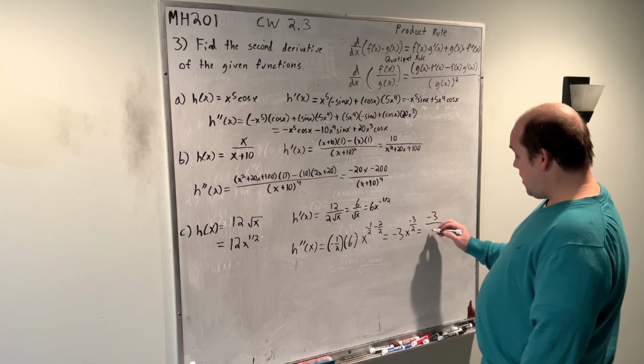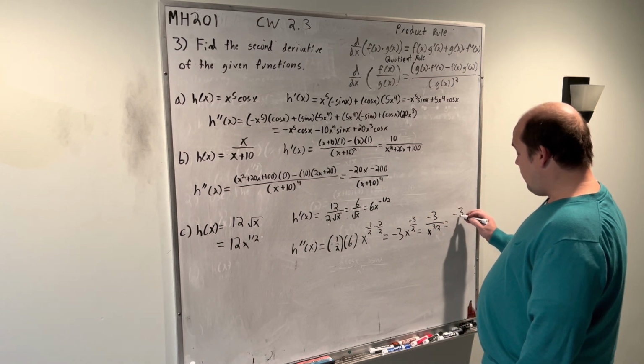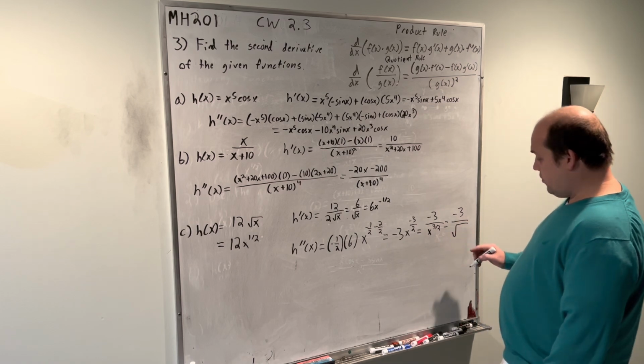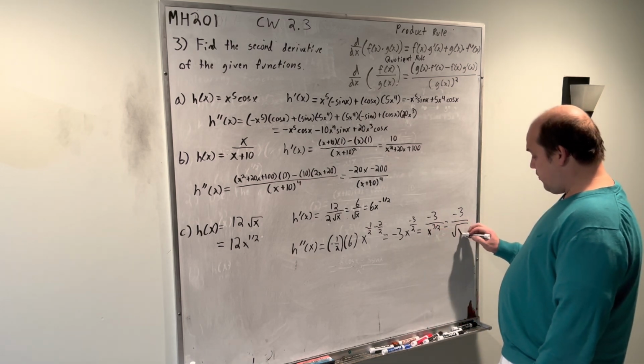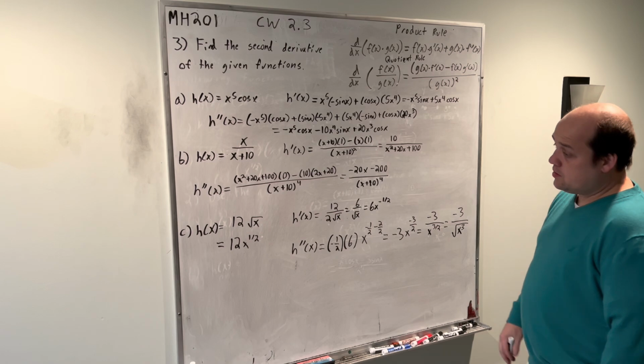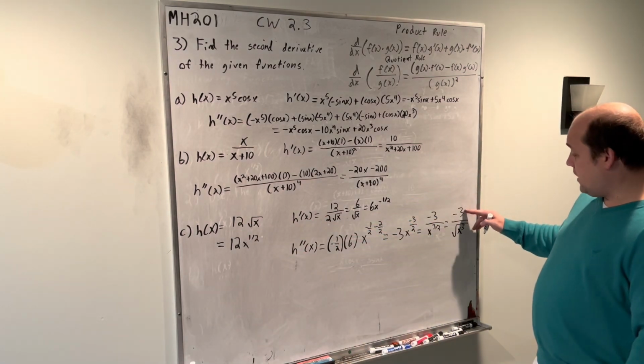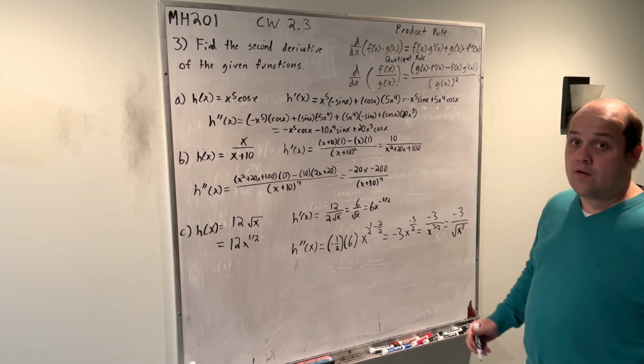On bottom, it comes down as x to the 3/2 positive, which I then rewrite as root number on bottom, 2, which is understood, power on top, which is x to the 3rd. So the second derivative of 12 root x is negative 3 over the root of x cubed.